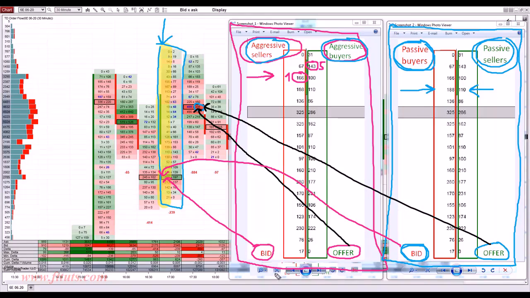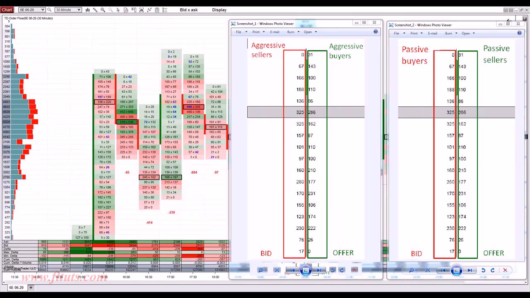Alright, hope it makes sense. If it doesn't, please just rewatch this part, and hopefully after that it will start making some sense. Remember, it's important to distinguish aggressive buyers or sellers and passive. Aggressive go with market order, passive enter the trade with a limit order.